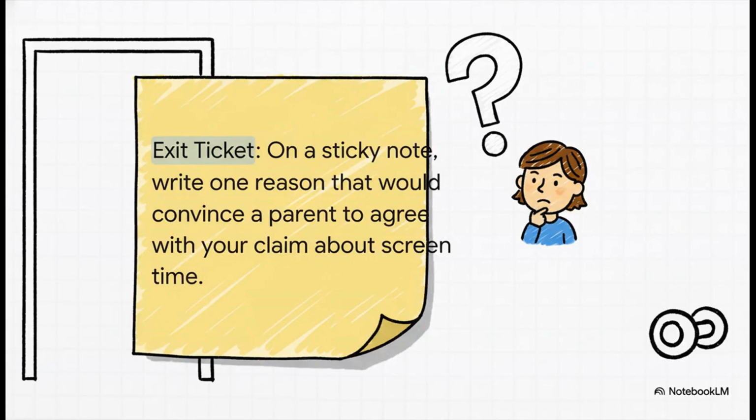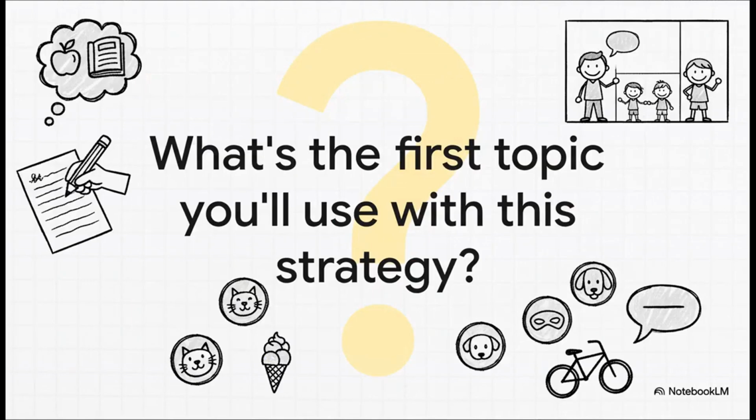So when you boil it all down, this I do, we do, you do model, it just works. It gives students that clear structure and the practice they need to really become confident opinion writers. The only question left is, what's the first topic you're going to use to get your students fired up about this?